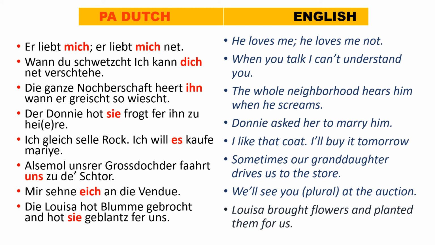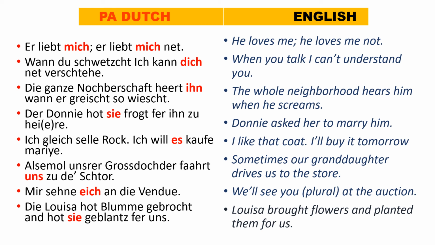Then another third person singular in the neuter gender, that would be for it. It, es. Ich will es kaufen, Maria. I like that coat. I'll buy it tomorrow. Kaufen is the active verb to buy. We'll buy it. And es is it. So it is receiving the action of buying.